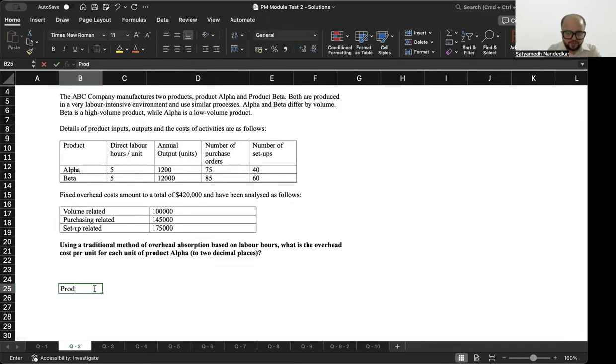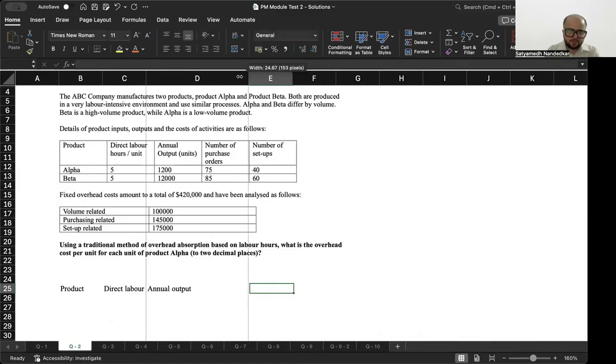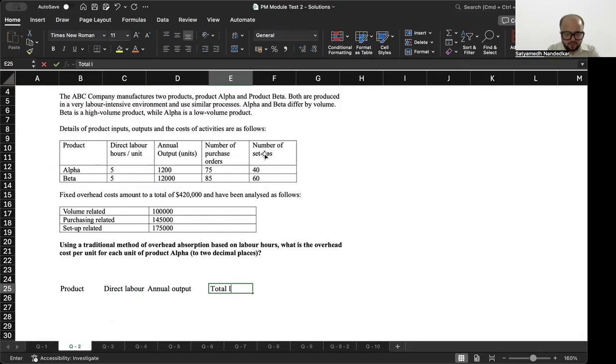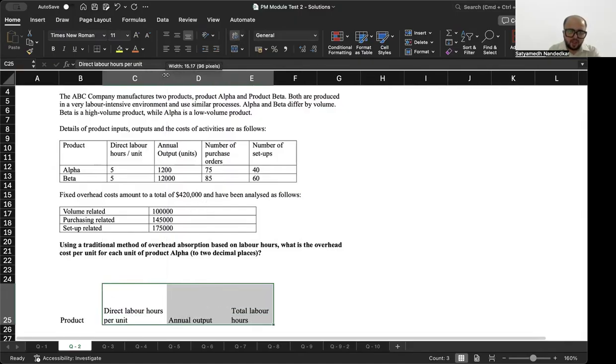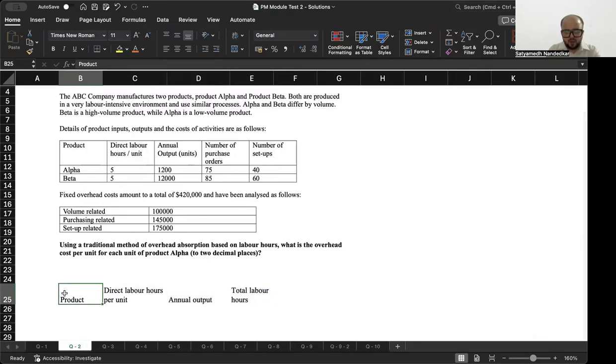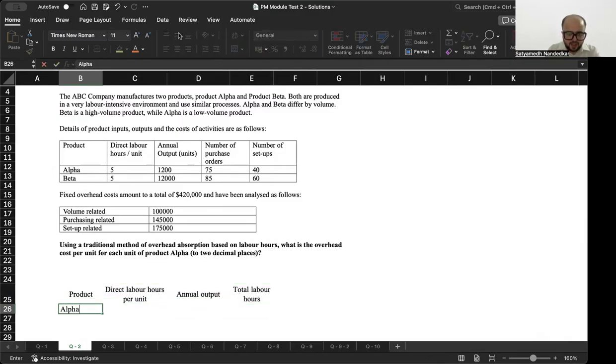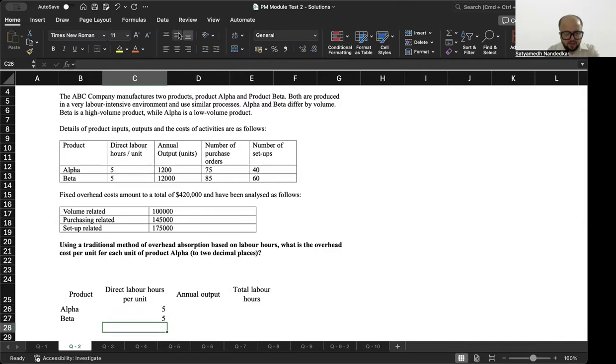Okay. So product, direct labor hours per unit, then annual output, then total hours. Here they have specifically told you that you are supposed to absorb the cost on the basis of labor hours. Otherwise, if you know better cost drivers are available, you would prefer using those cost drivers. Okay. This is alpha, this is beta. Five, five. Annual output 1200, 12,000.